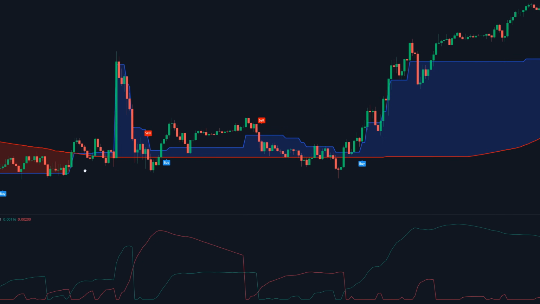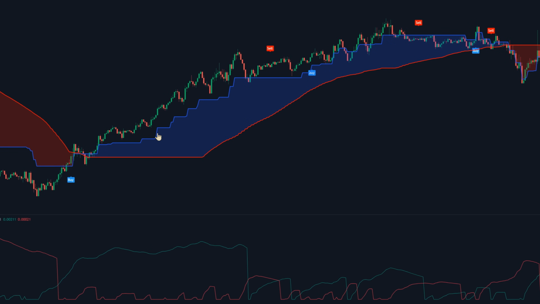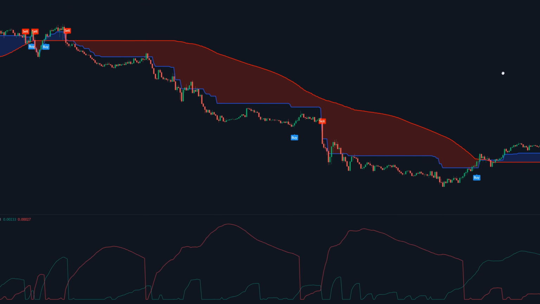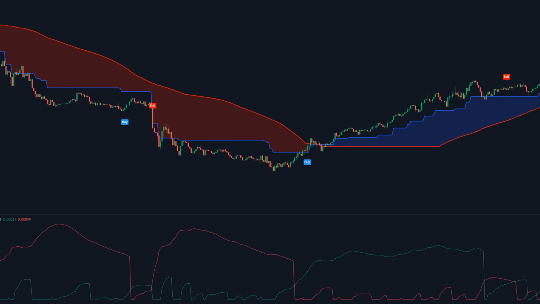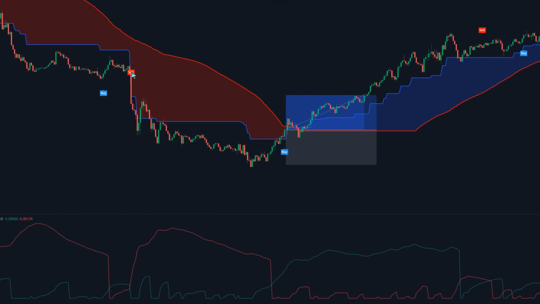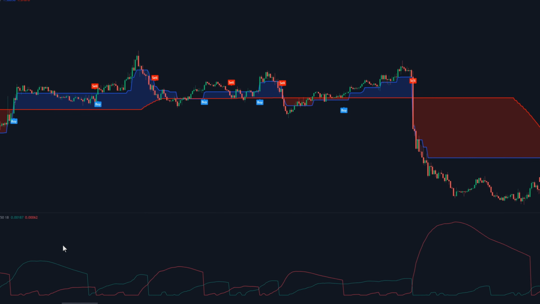The UHLMA indicator is a version of the moving average. We're going to be using it to identify long-term trends in the market. A bullish trend is identified when the blue moving average is above the red moving average with the area in between them filled with blue. Conversely, a bearish trend is identified when the blue moving average is below the red moving average and the area between them is filled with red. The GLA indicator is going to be used to generate the buy and sell entry signals. When it says buy, we buy. When it says sell, we sell. Pretty self-explanatory.